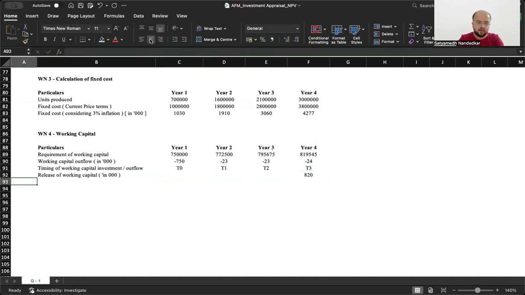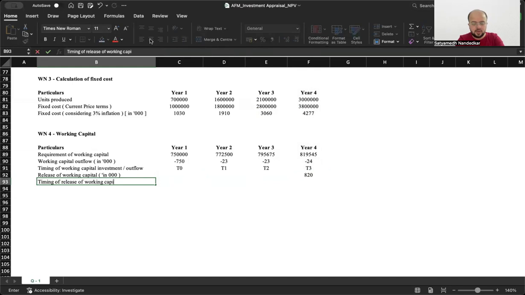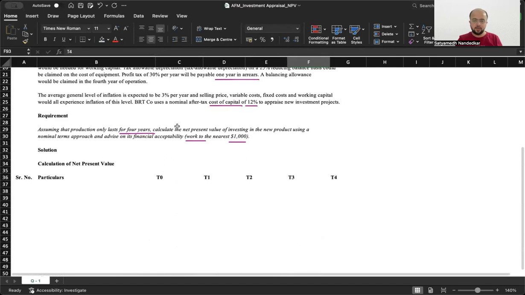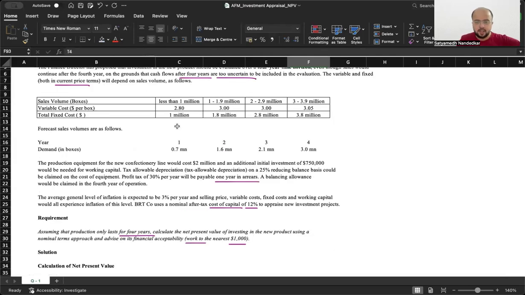And what is the timing of release of working capital? Timing of release of working capital कितना होगा? This will be end of year 4, that is T4. ठीक है. Working capital भी देख लिया आपने. Now what else is left?